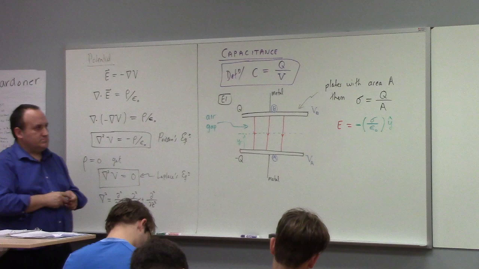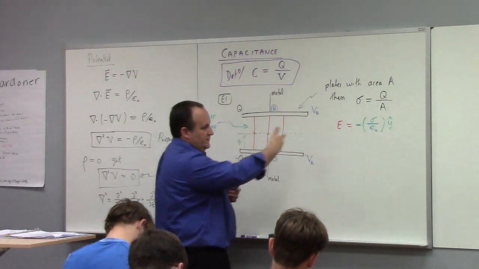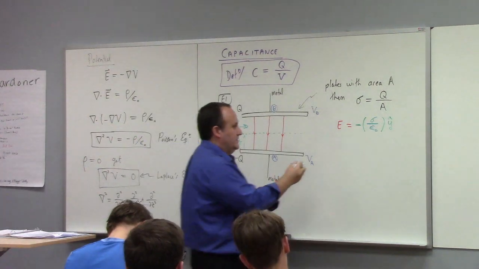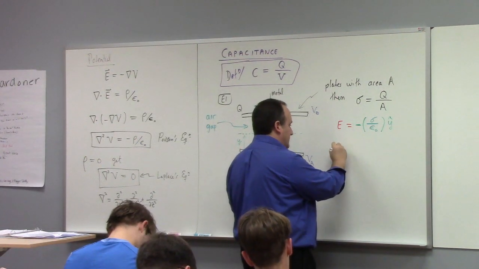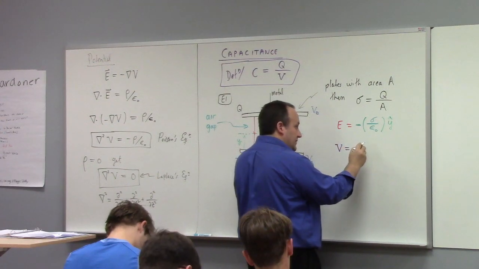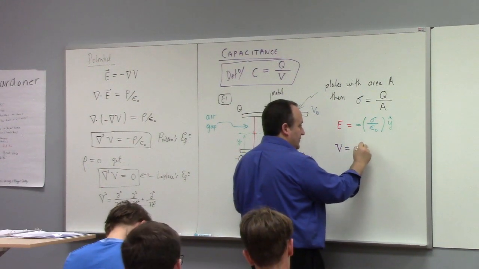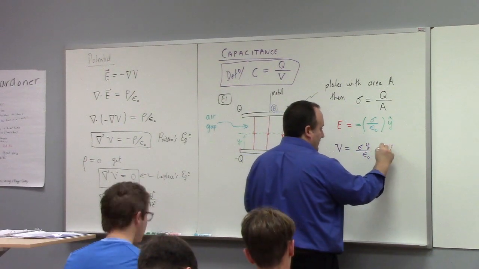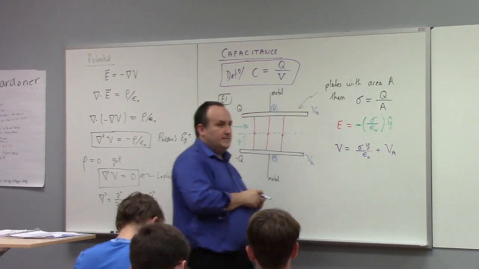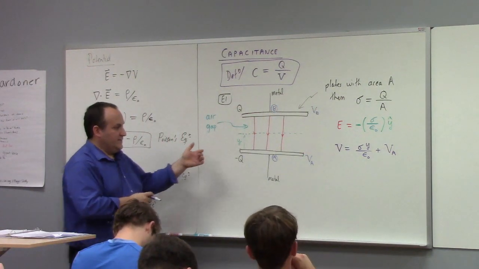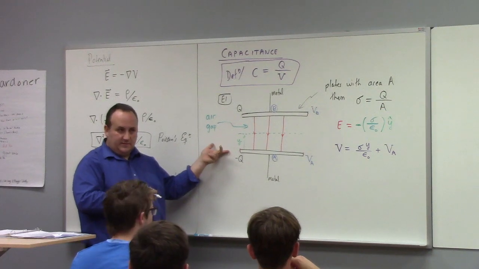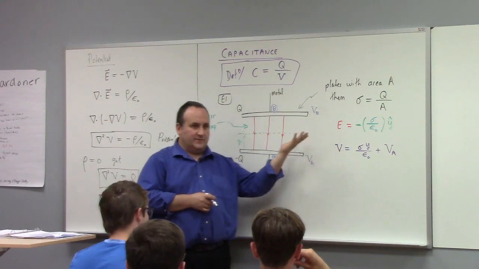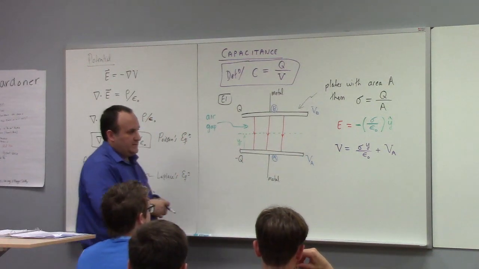So then what's the voltage? If that's the electric field, we can write down the formula for the voltage. It should be sigma y over epsilon naught, plus VA, whatever the voltage is at A. Because when I put y equal to 0, I should get V equal to VA. And does this do that? Well, if I put in y equal to 0, I get V equal to VA. And so, great.